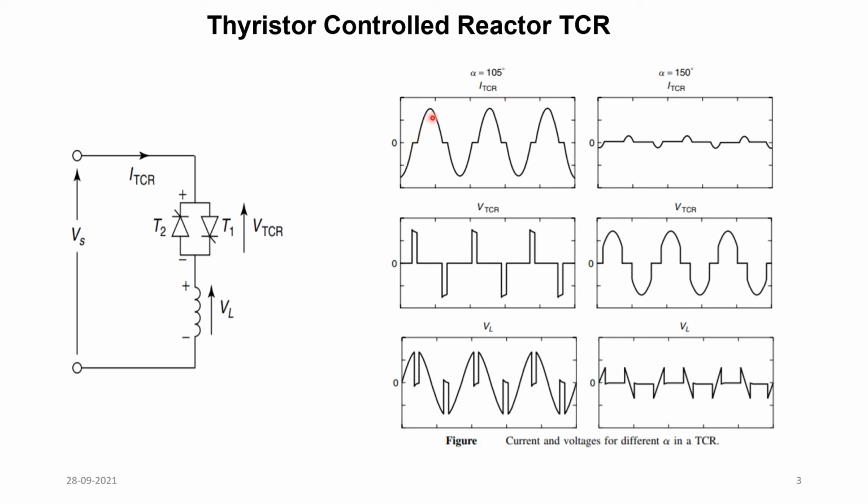So the current is symmetric, both in the positive as well as negative half cycle, but it is discontinuous. Discontinuous pulses. When I increase my alpha, my current magnitude gets reduced. The waveform shape is symmetric, but with just discontinuous pulses. When alpha is equal to 180 degrees, the current is 0 here. That is the operation of single phase TCR.